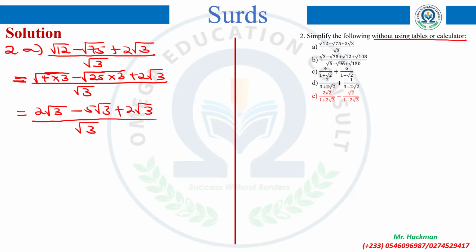So let's see. At this point, after reducing to the basic form, I have seen that the numerators are like terms, so I can combine. So if I combine, what do I get? 2 minus 5, which will give me minus 3, then plus 2. So what do I get? I'll get minus root of 3, all over root of 3. Is that clear? Do you agree? Yes, please. Who wants me to go over? And from where?